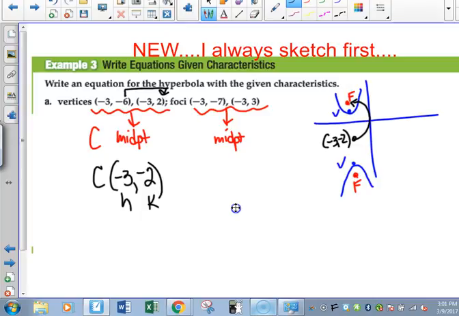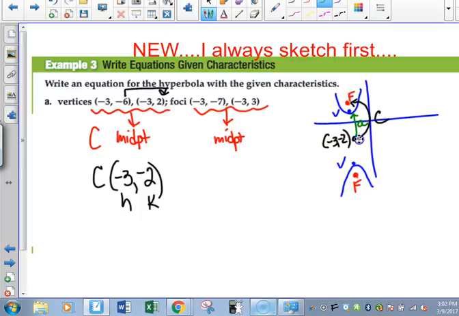Now, you could find A conceptually. What is the concept for A, guys? Center to the vertex is A, and center to focus is C. So then could we find B?